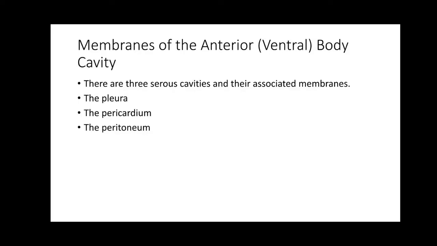Now there are 3 serous cavities and their associated membranes. We have the pleura, which is the serous membrane that encloses the pleural cavity that surrounds the lung. Then we have the pericardium. The pericardium is the serous membrane that encloses the pericardial cavity. The pericardial cavity surrounds the heart. Then we have the peritoneum, which is a serous membrane that encloses the peritoneal cavity. The peritoneal cavity surrounds several organs in the abdominopelvic cavity.